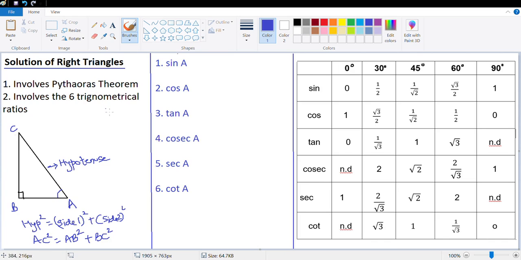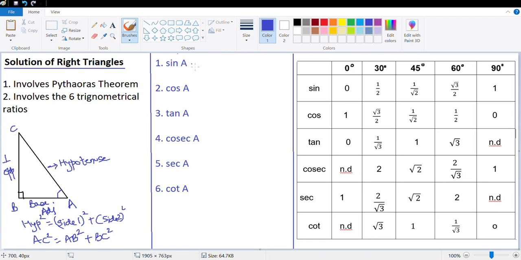Next, it involves the 6 trigonometrical ratios that we've done in the previous 2 chapters. So it depends on the reference angle. So in this case, if my reference angle is A, then there are 3 sides: AB, which is known as the base or also known as the adjacent. The side which is BC, which is opposite to the angle A, this is known as perpendicular or the opposite. And obviously the side opposite right angle is known as the hypotenuse.